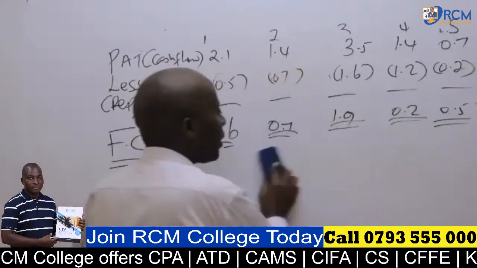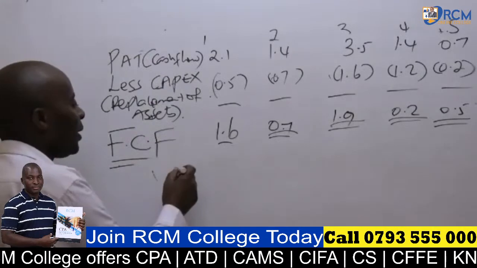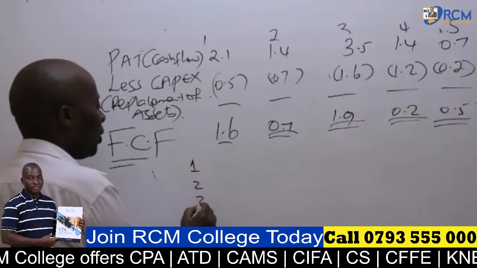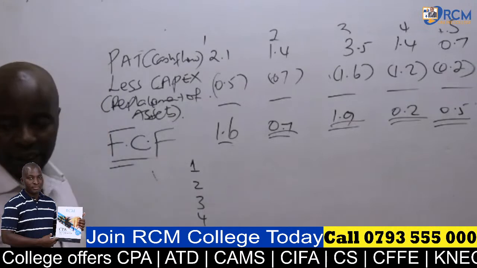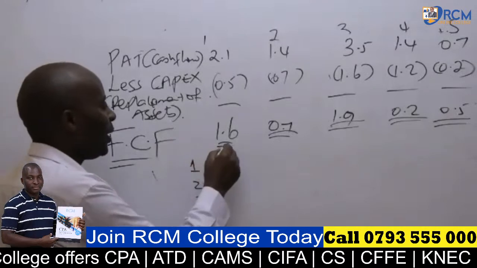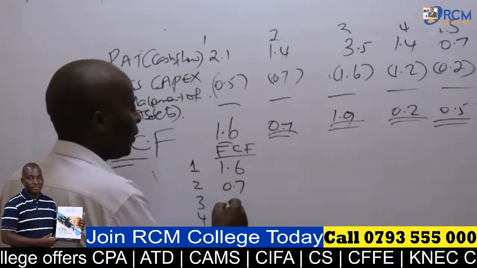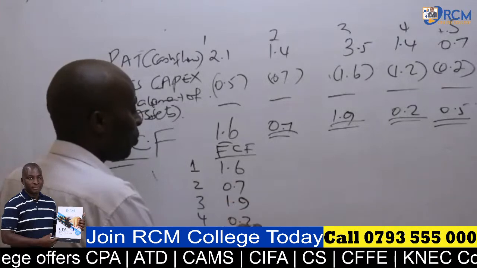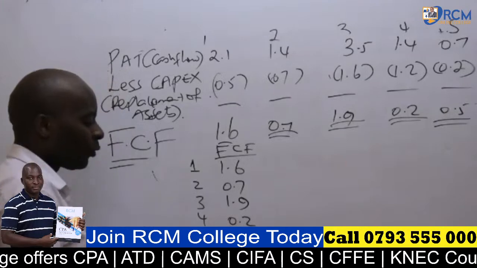AFM is the best subject in CPA for the papers that I teach. So we have 1, 2, 3, 4, 5, and then we have infinity. Don't forget that there is infinity in this question. So the free cash flows are 1.6, 0.7, 1.9, 0.2, 0.5 for years 1 to 5. Infinity cash flow, we have to look for it.